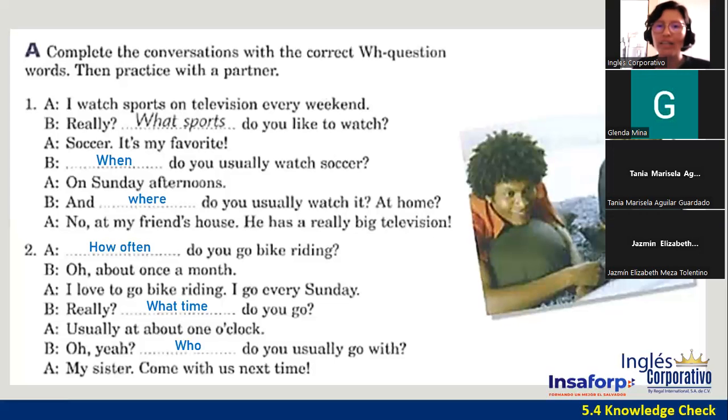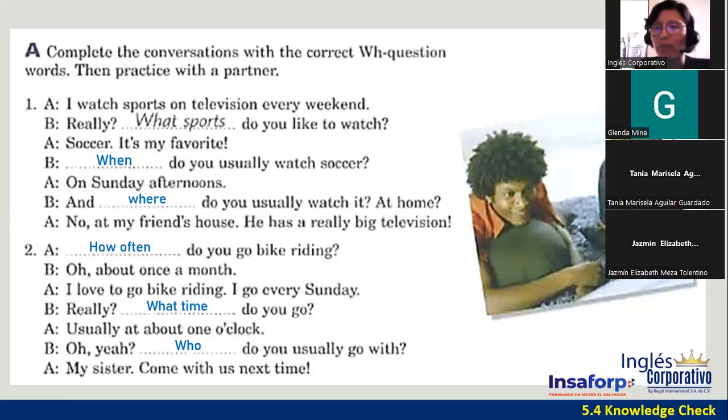Great. Ahora vamos a intercambiar. I'm going to be letter A, Glenda, and you're going to be letter B, okay? So, I watch sports on television every weekend. Really? What sport do you like to watch? Soccer. It's my favorite. When do you usually watch soccer? On Sunday afternoons. And where do you usually watch it? At home? No. At my friend's house. He has a really big television. Okay, good job. Thank you, Glenda. Buen trabajo. Now, conversation number two. Jasmine, ¿puede participar?